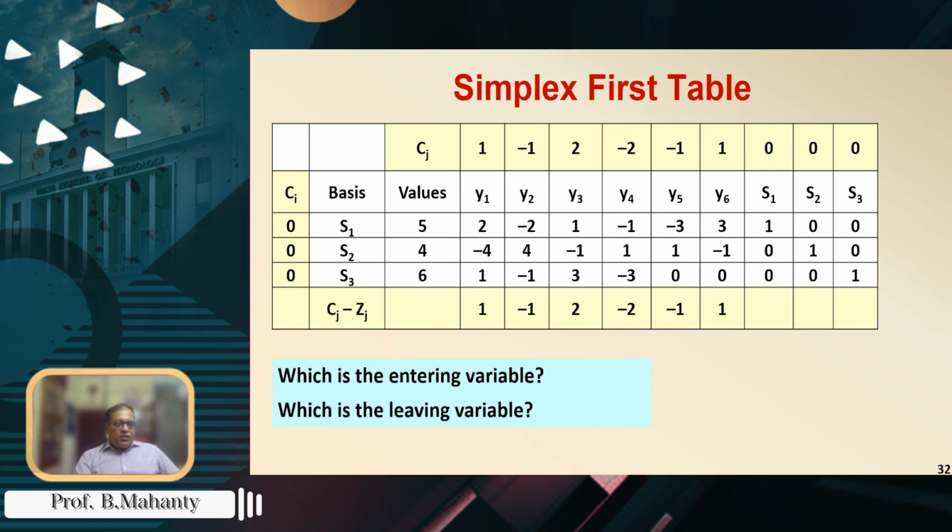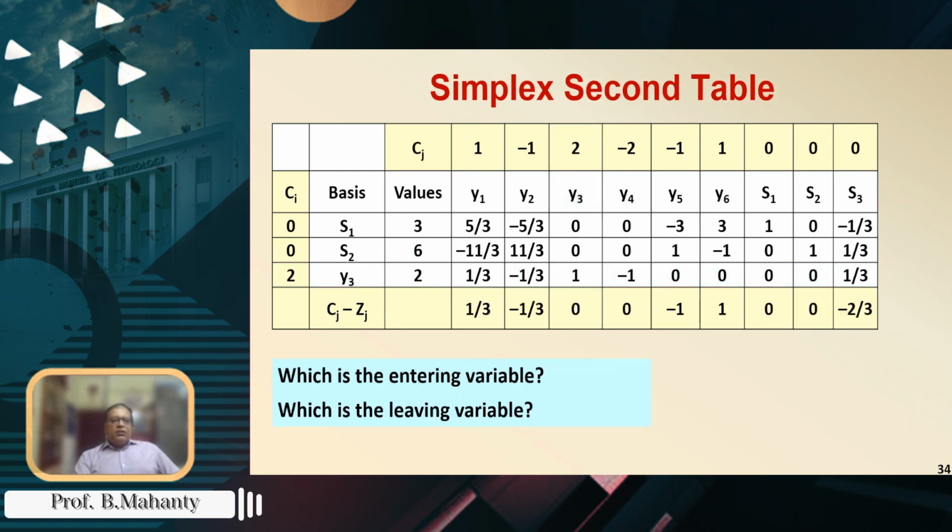So which one is the bottleneck resource? 5 by 1, 4 by minus 1, and 6 by 3. So it is the 6 by 3 which gives the bottleneck resource. So that means S3 should be leaving the basis. So exactly that is what happens: S3 leaves the basis and Y3 enters the basis. Alright, so that is the simplex first table computation.